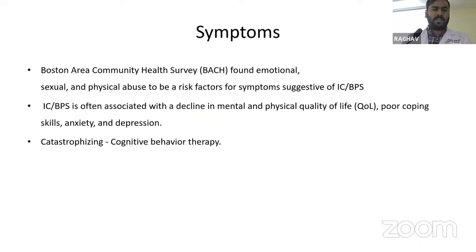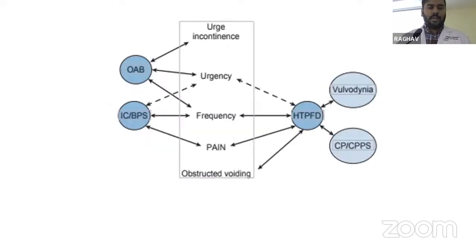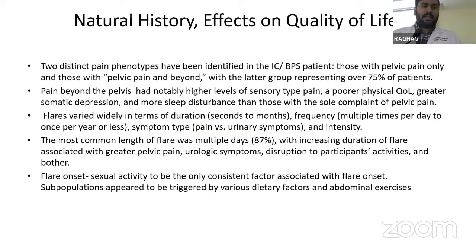may also be present. The Boston Area Community Health Survey found emotional, sexual, and physical abuse to be a risk factor for symptoms suggestive of IC/BPS. IC/BPS is often associated with a decline in mental and physical quality of life, poor coping skills, anxiety, and depression. There is catastrophizing. Cognitive behavioral therapy may help. This we've already discussed: natural history and effects on quality of life.